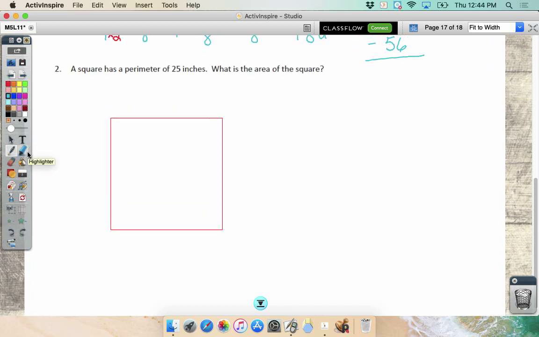It has to be a square. So the perimeter is 25 inches, and it says what is the area of the square. Now I want you to think about this for a minute, so put your hand down for just a second, okay? A rectangle has opposite sides that are equal. Tell me what you know about a square.